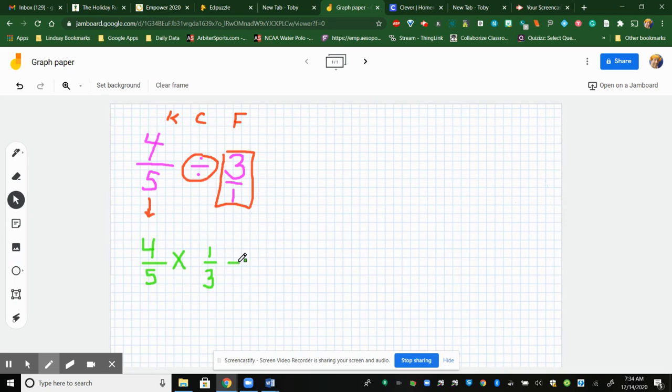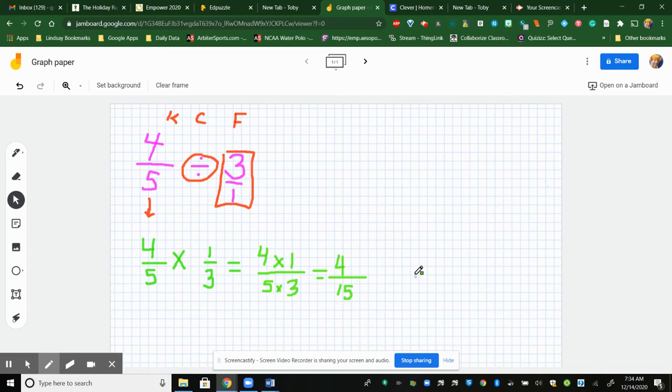Now that I'm at this part, I'm just going to multiply straight across. Okay? Multiply straight across. And so we have 4 times 1 and 5 times 3. And our answer is going to be 4/15.